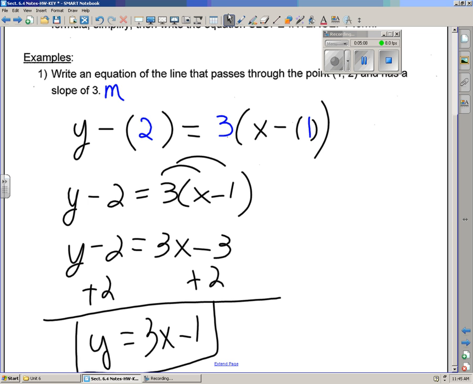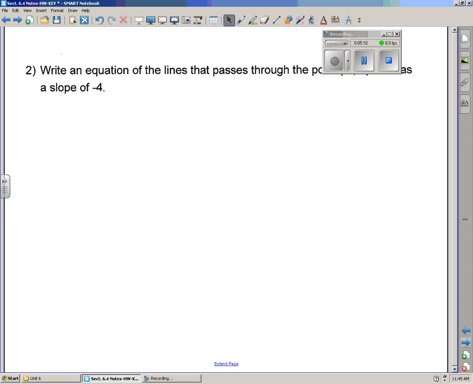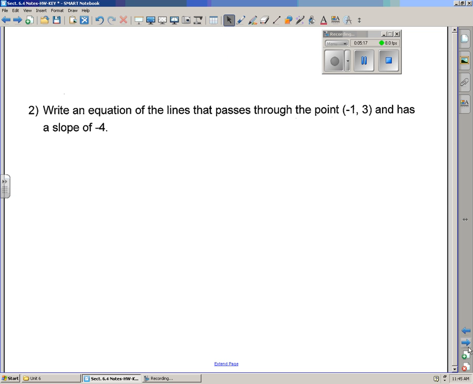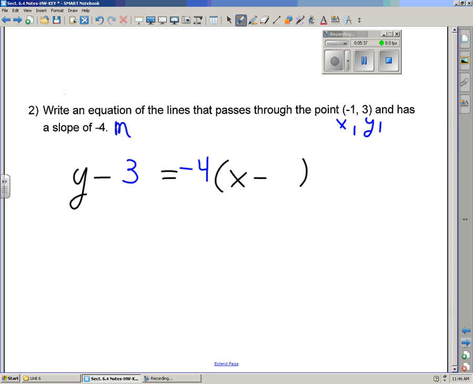Let's take a look at the second example. So on this one, we need to write the equation of the line that passes through the point -1, 3 with a slope of -4. And we know the equation should be y minus y1 equals m times x minus x1. We're going to dump in the values. So the y1 is 3, the slope is -4, the x1 is -1.